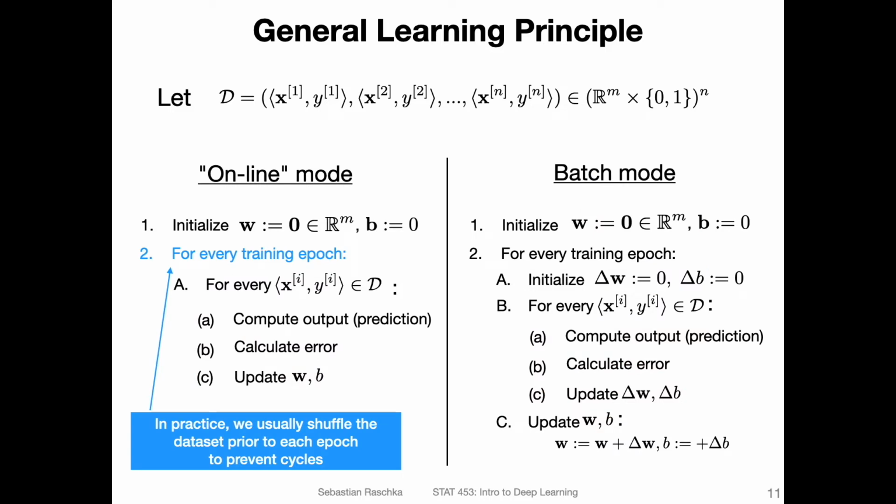In practice, there's something called Minibatch mode, which is the most common one. One more note here about the online mode. I highlighted it here. In practice, we usually also shuffle the dataset prior to each epoch to prevent cycles. So sometimes it can happen, for example in the perceptron case or some other case, that the algorithm gets stuck flipping back and forth. So empirically, it's actually better to shuffle the dataset prior to each epoch.